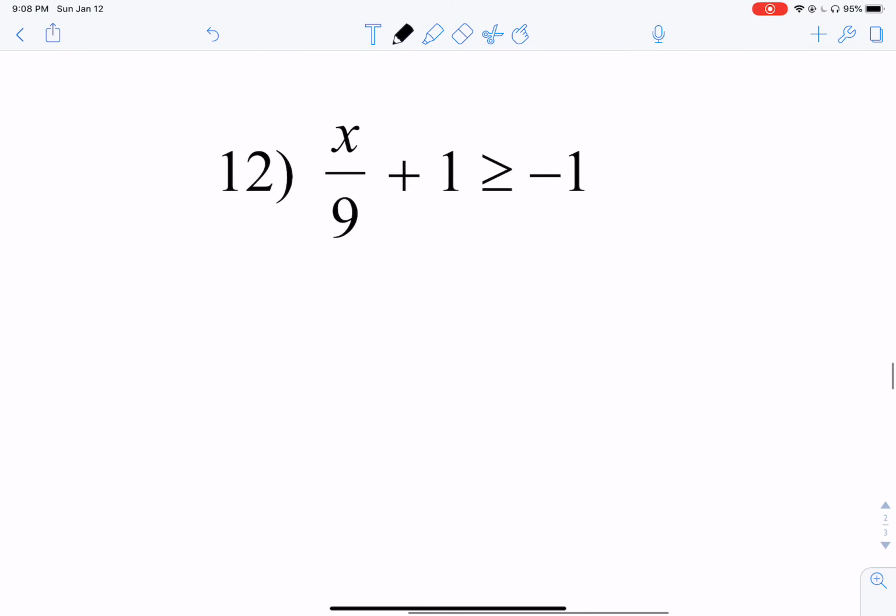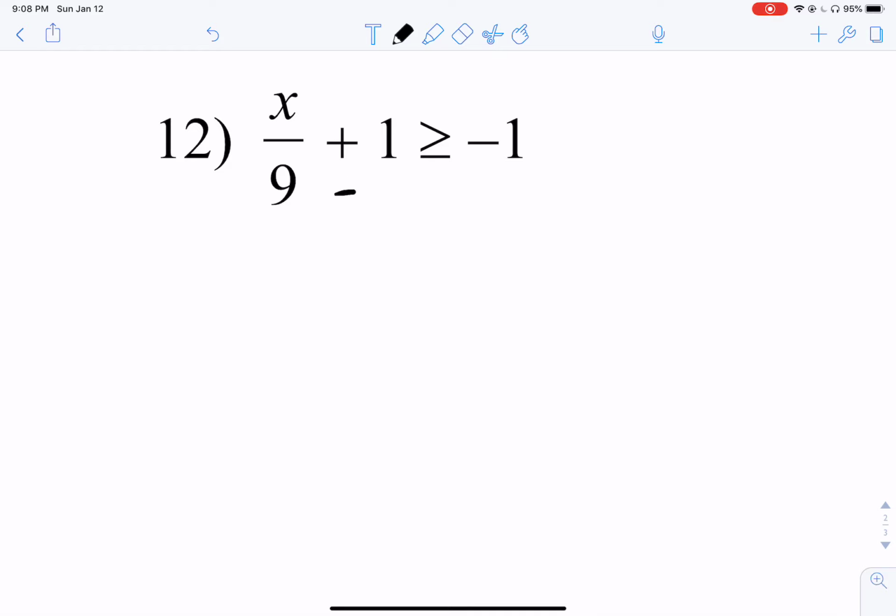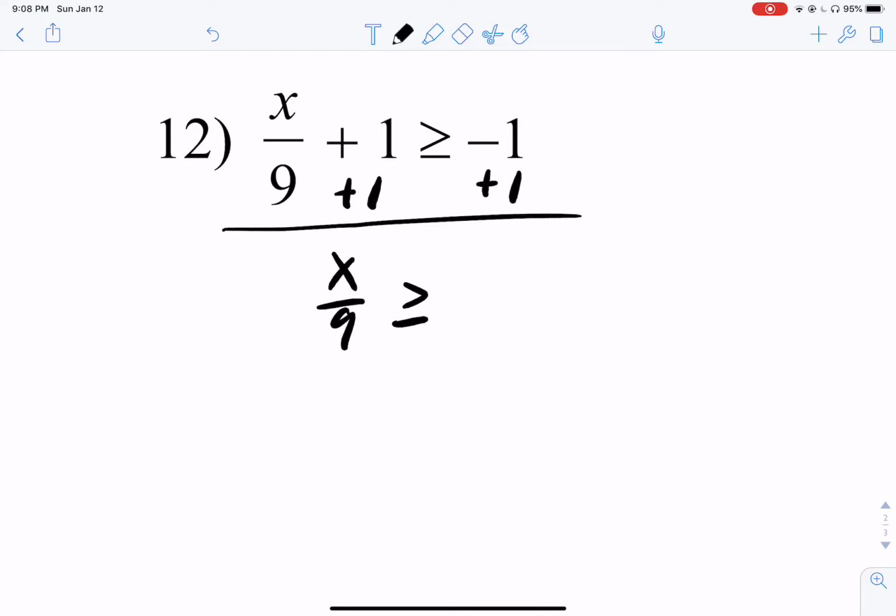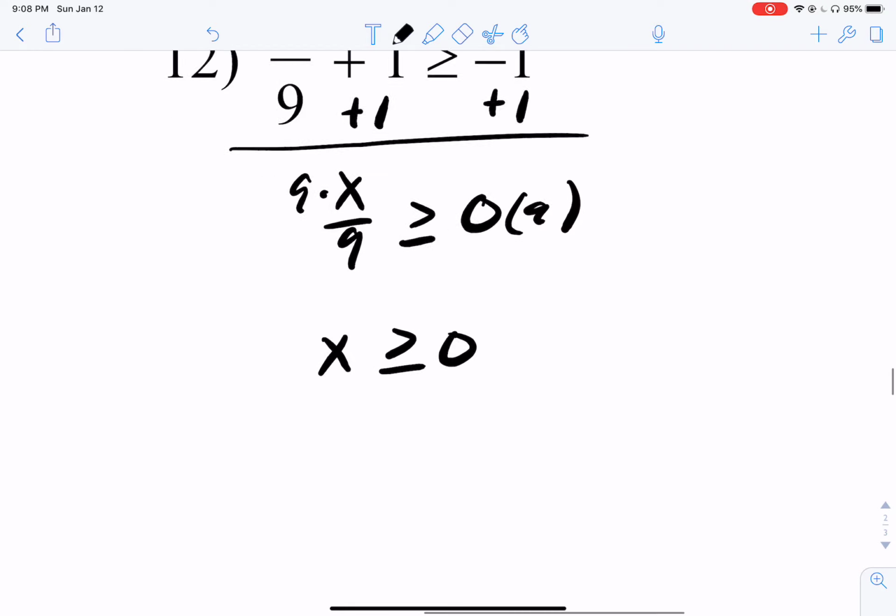And that finally brings us to the last one. On the last one, pretty much the exact same thing. The only difference is that we're not using 1. Start by adding 1 to both sides. So this is going to equal 0. We're going to multiply both sides by 9. And it's pretty easy. x is going to be greater than or equal to 0.